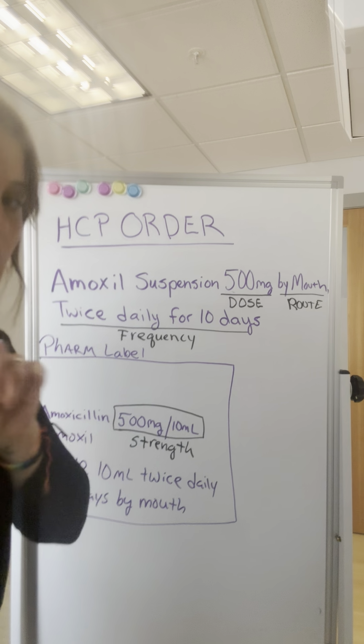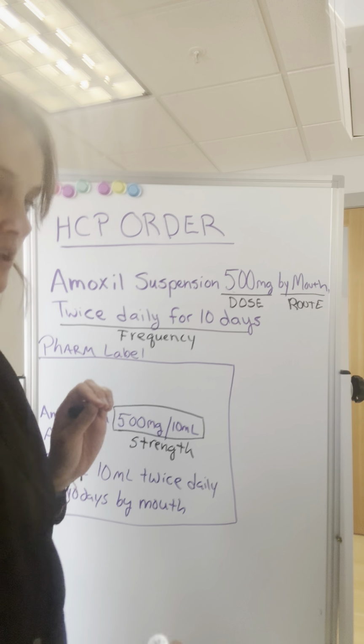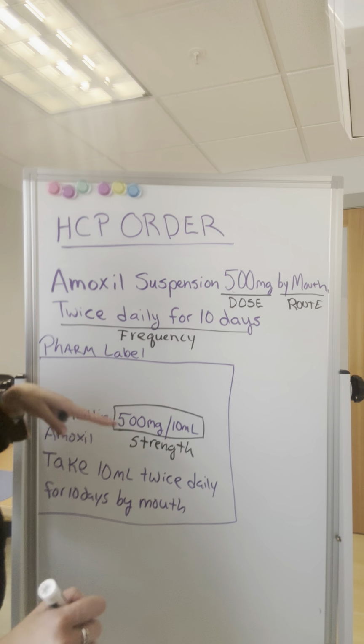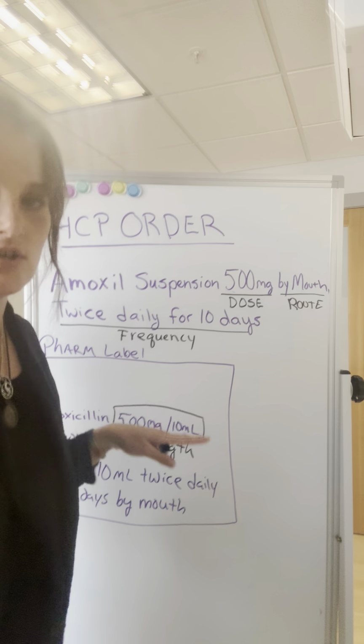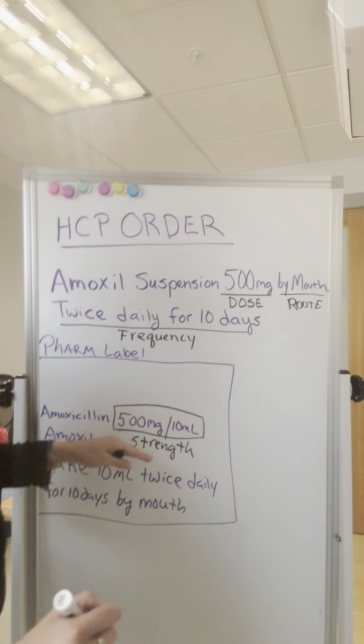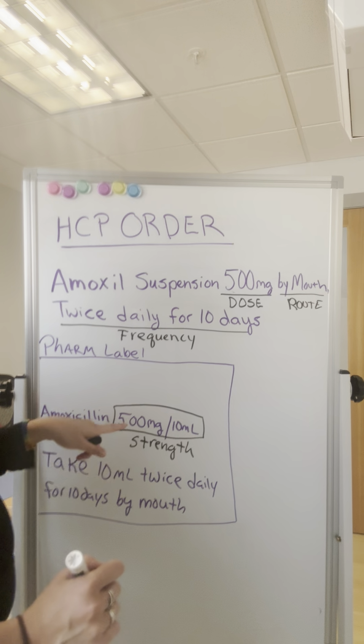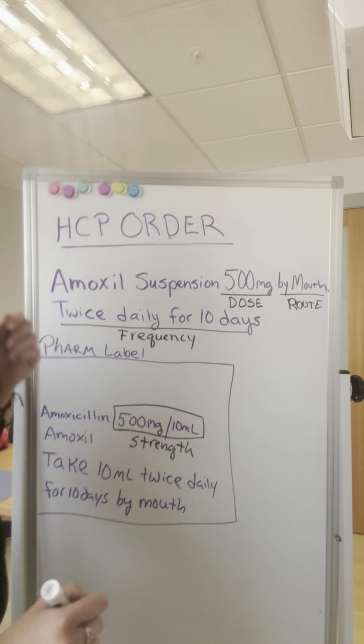Your dose is not going to have milliliters in it. And the reason is that the doctor doesn't know what the strength of the medication is, nor do they care. They just want the person to get 500 milligrams. And this particular concentration is 500 milligrams per 10 ml.